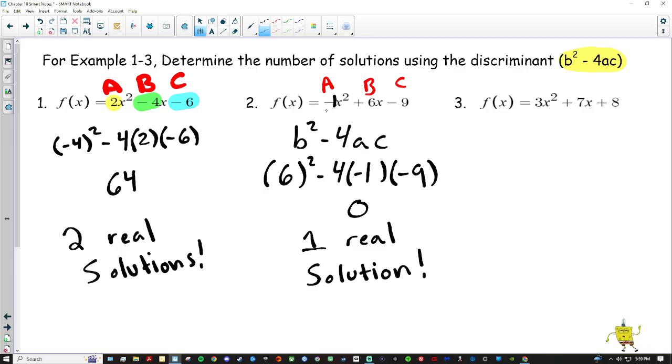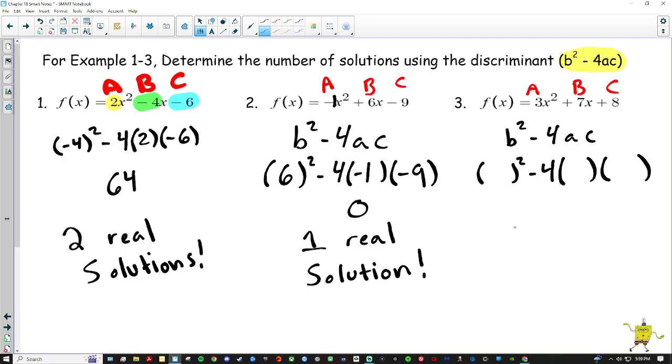Last one, number 3. I identify my A, my B, and my C. Once again, using my discriminant, b squared minus 4ac. I'm going to draw my parentheses. Blank squared minus 4 times blank times blank. Plugging in my values, b goes first, plug in my 7. Then I have a times c, plug in my a is 3. Plug in my c is 8.